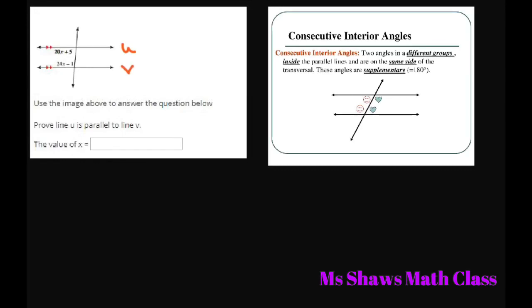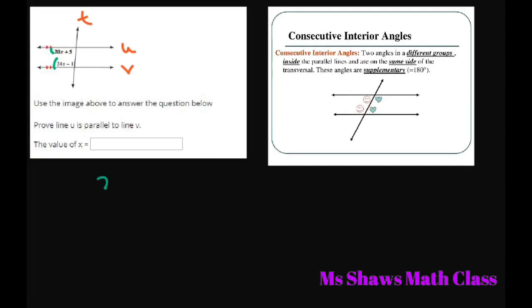So for consecutive interior angles, this is the example we have. There are 2 angles in 2 different groups inside the parallel lines and on the same side of the transversal. So in this case, left side. Here's your transversal. And if they're parallel, these angles will be supplementary. Here are our 2 angles, this one and this one.